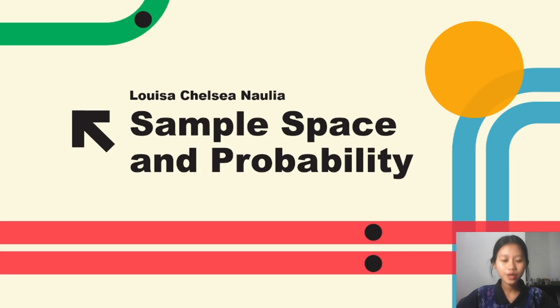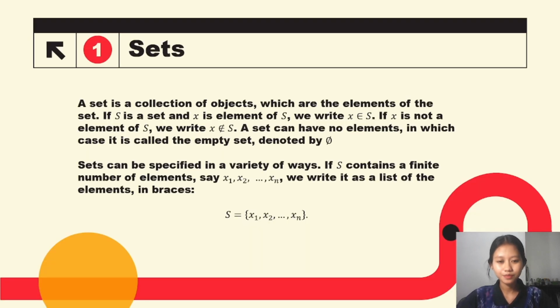Okay, so now we are going to talk about sets. A set is a collection of objects, which are the elements of the set. If S is a set and x is an element of S, we write x ∈ S. And if x is not an element of S, we write x ∉ S. A set can have no elements, in which case it is called the empty set, denoted by ∅.